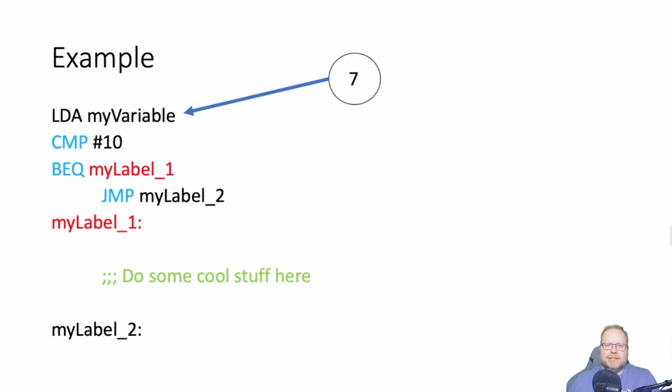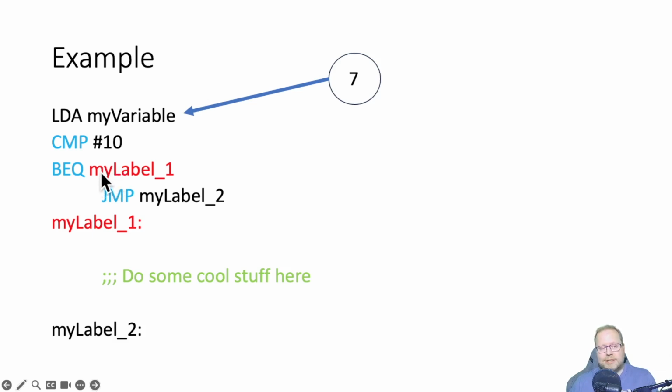So let's look at this example. Very simple example. Here I'm loading A with my variable. Right now there's a 7 in my variable, so I'm loading A with 7 because that's what's in there. And then I'm comparing it to 10. Compare 7 to 10. Branch if equal, my label 1. Well, 7 is not equal to 10, so I'm not going to branch there. What happens then?